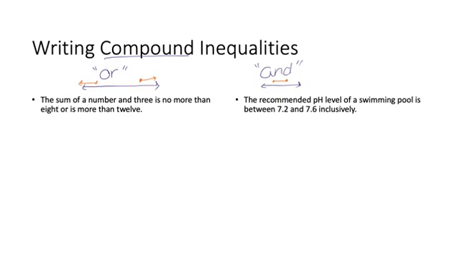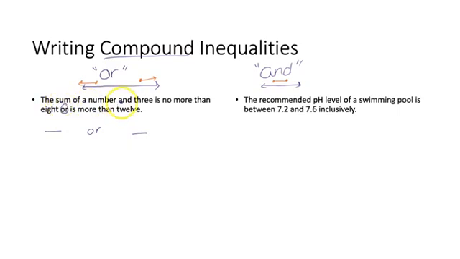First up, I have the sum of a number and 3 is no more than 8 or is more than 12. So the first thing I see here is I got an or statement. So that tells me I'm going to have two separate inequalities with or in between them. So let's talk about the first one.